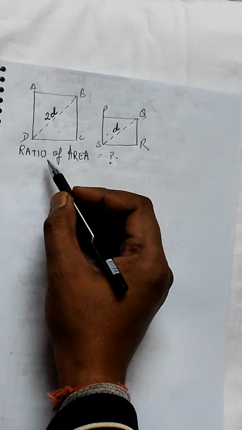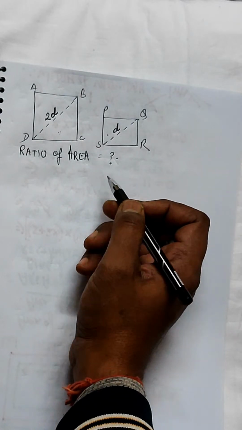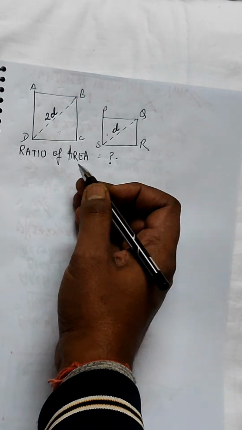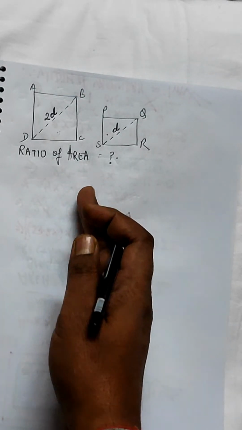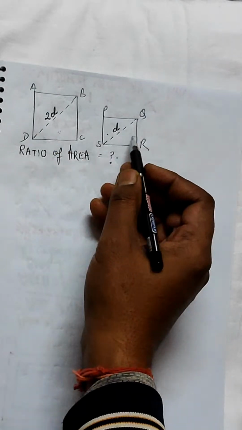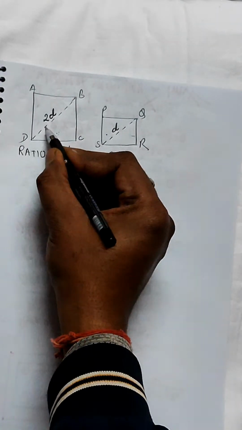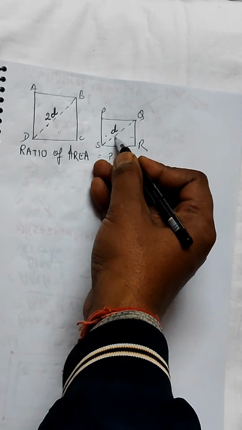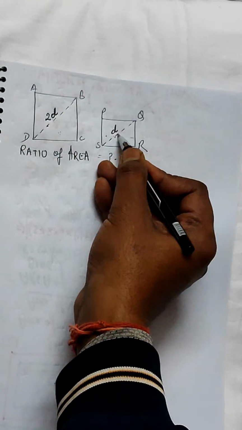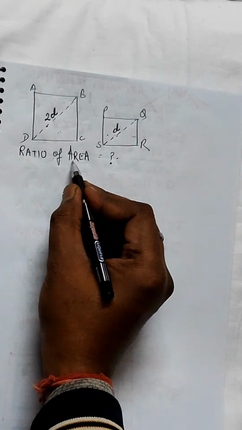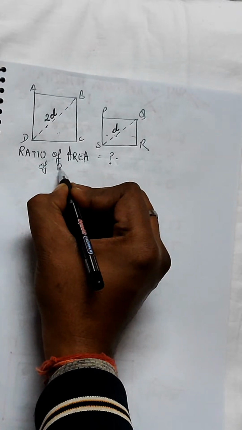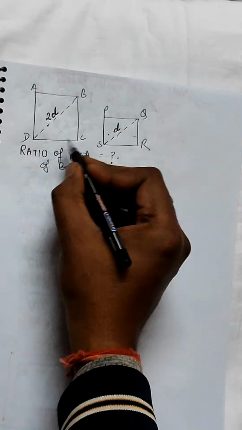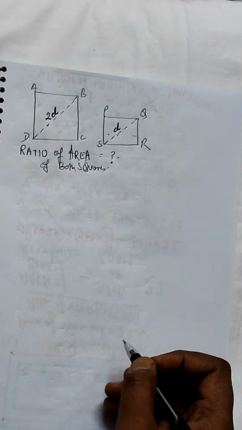I have also published the solution for this question, but I need to explain it over here so that any queries which are coming to me, I will be explaining it, right? So this is the criterion given, that the diagonal of this bigger square is twice that of the diagonal of the smaller square. Now, what we need to find is the ratio of the area of both squares, that is ABCD and PQRS, right?